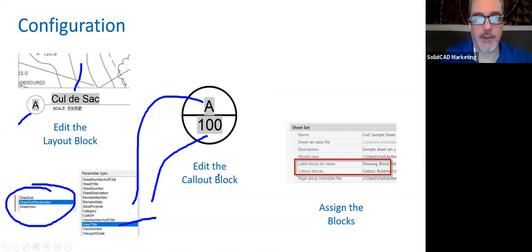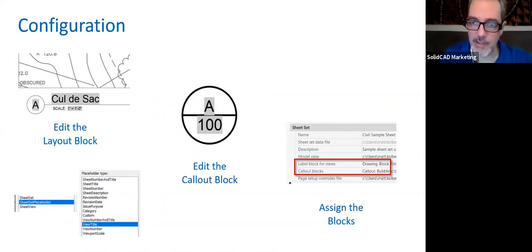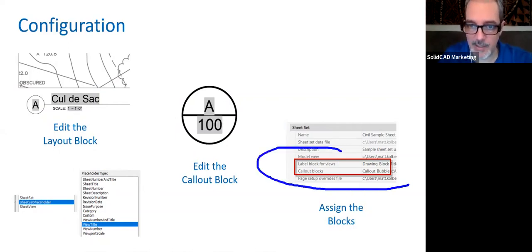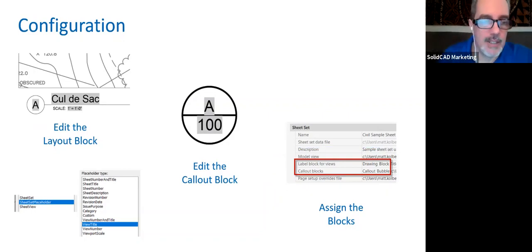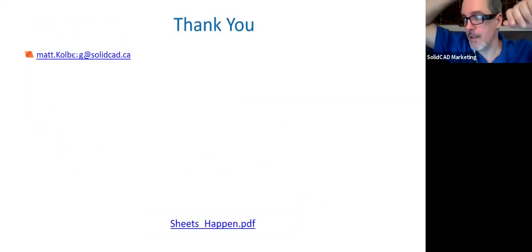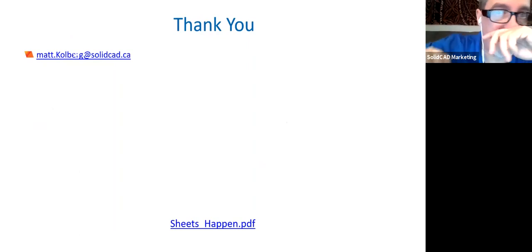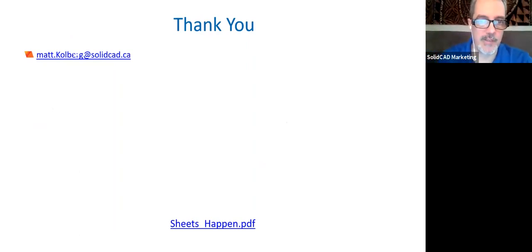So not too difficult to configure your blocks and attributes to be of some use with the Sheet Set Manager, but it has to be done. And then once it's done, within the sheet set itself, you have to tell it which block to use for the callout, which block to use for the label block. Once that's all configured, now you can leverage the sort of phase 3 of the Sheet Set Manager implementation. And that, my friends, is essentially what the Sheet Set Manager can give you.